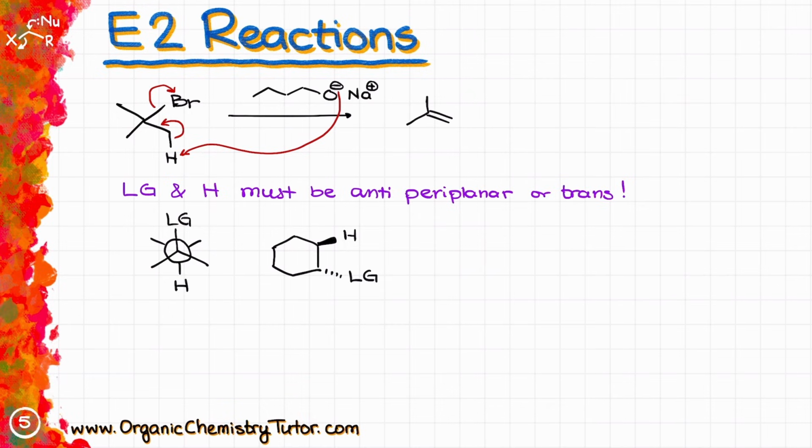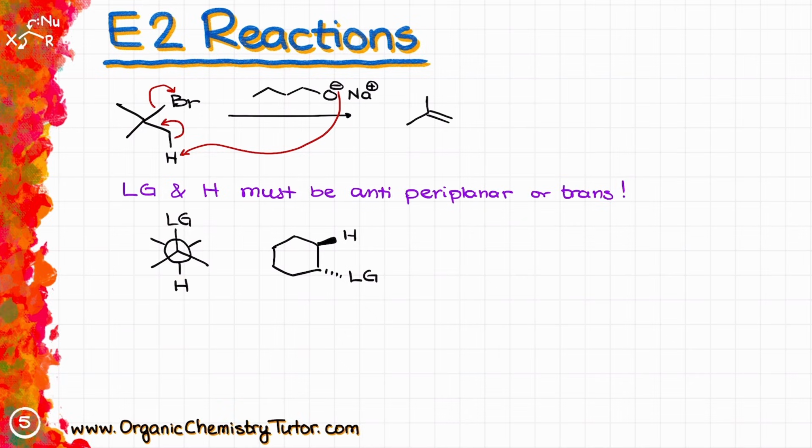If I do not have them anti-periplanar or trans, the molecule either has to be able to flip into the corresponding conformation, or the reaction is going to be so slow that for our purposes we're going to say that it doesn't happen. That means that depending on how your starting material looks, you always have to analyze what exactly you have available as a hydrogen to your leaving group, and because of that, certain products are not even going to be an option.